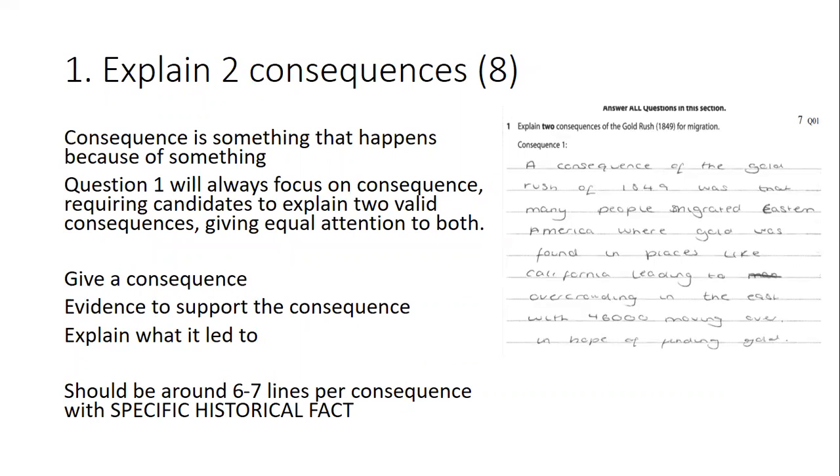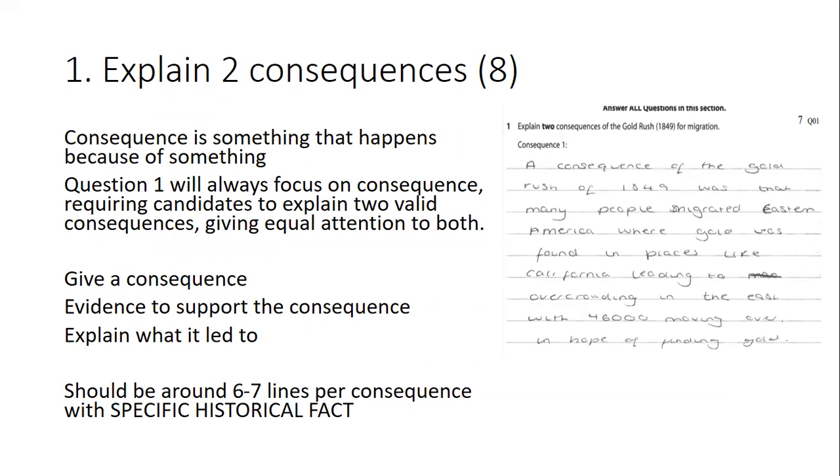So question number 1, explain 2 consequences. Now remember, a consequence is something that happens because of something. It can be good, it can be bad, it can be short term, it can be long term, it can affect a range of people, it can affect 1 person, 5 people, 10 people. Consequences are a broad concept. It will always focus on consequence.